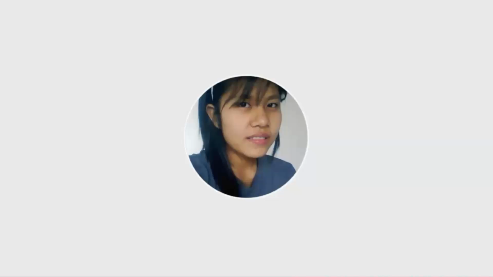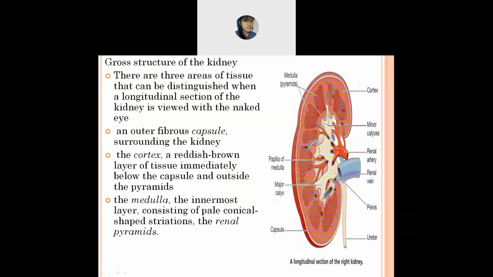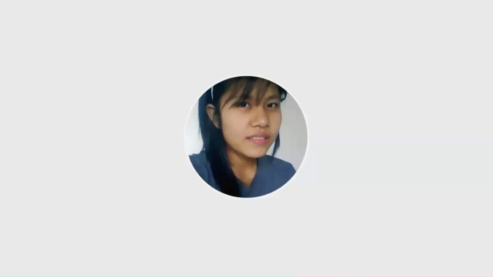Do you remember the three areas of the kidney I explained to you in the last class? Three areas of the kidney: capsule, cortex and medulla. Do you remember or not? I have explained, but this is the medulla. Okay, and this part is the cortex. This part is the cortex. This is the medulla.